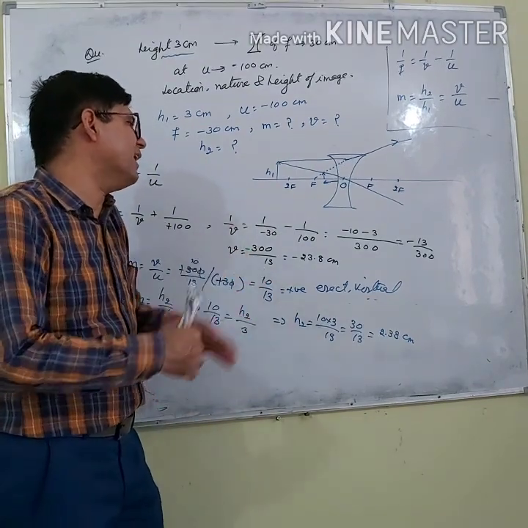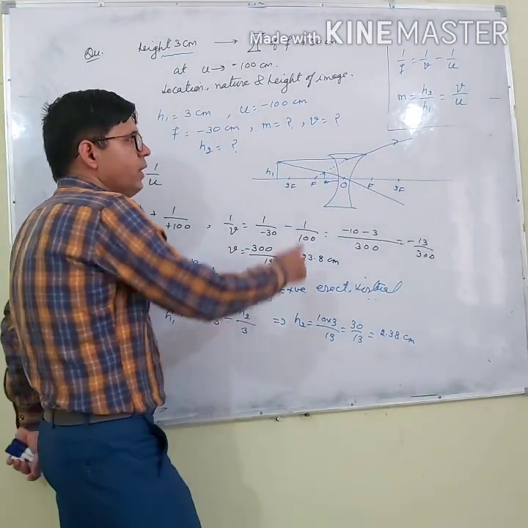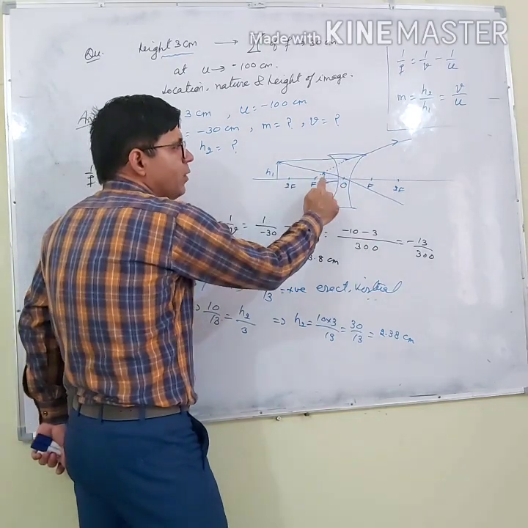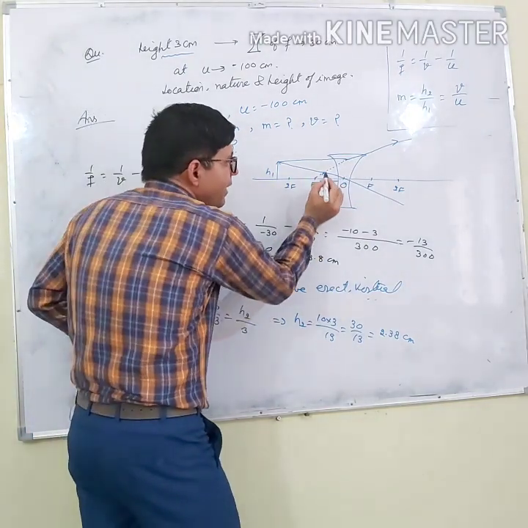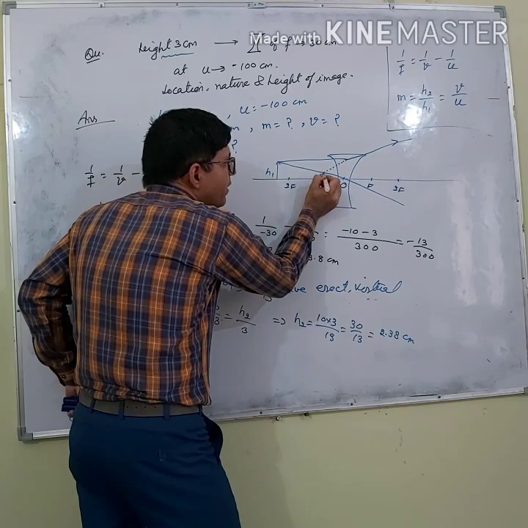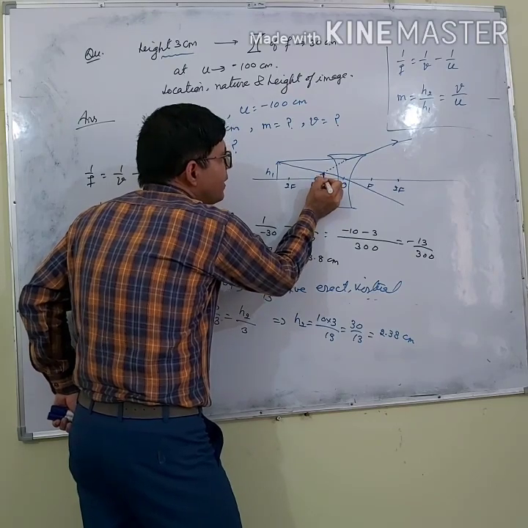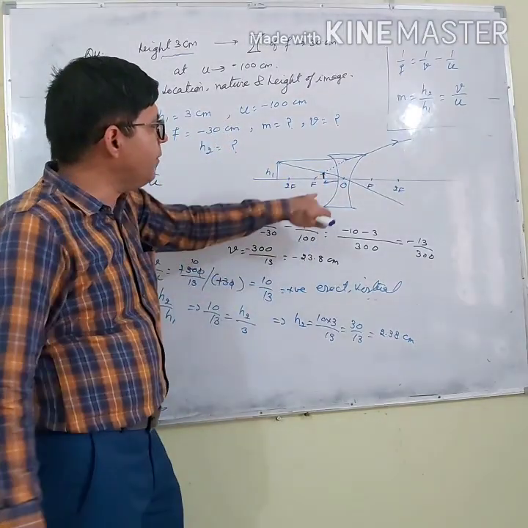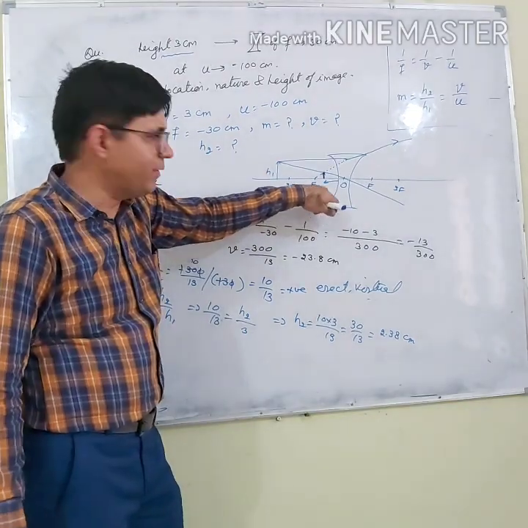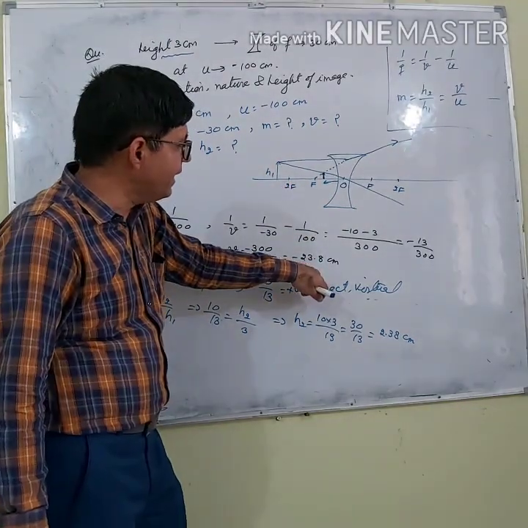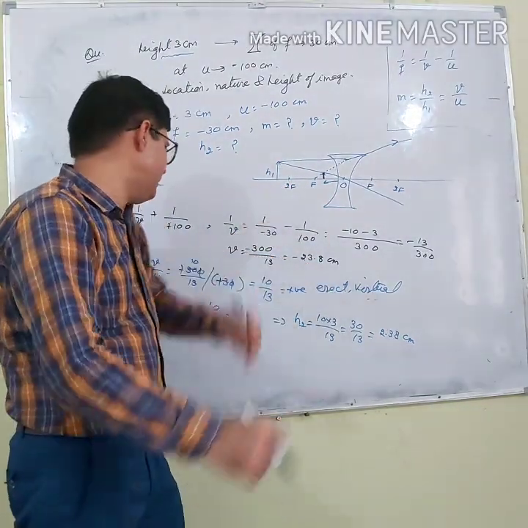What does this negative sign indicate? If you try to complete its image, you will find that its image is formed there. At this point its image is formed, and this image is also on the left hand side. So that's why it indicates that the image distance is negative.